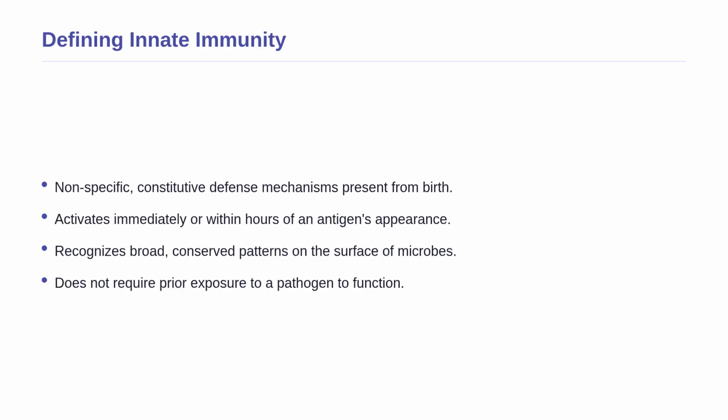Building on that castle analogy, let us look at the formal biological definition. Innate immunity refers to the nonspecific, constitutive defense mechanisms that come into play immediately or within hours of an antigen appearing in the body. Unlike the adaptive immune system, which learns and remembers specific pathogens over time, the innate immune system recognizes broad, conserved patterns on the surface of microbes.